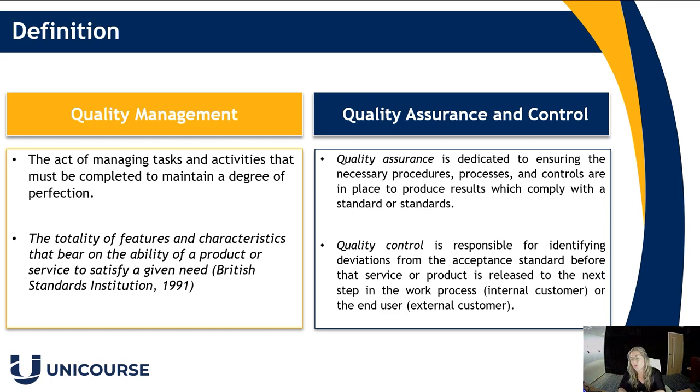So unlike quality assurance and how it's focused on processes, quality control concerns the quality of in-process or finished products. So the tools of those responsible for executing quality control can include high precision measuring devices and customer satisfaction surveys, things like that. So quality control does not prevent errors. Quality control is responsible for identifying deviations from the acceptance standards before the service or product is released to the next step in the work process. And that could be relating to the internal customer, or if thinking about the end user, it will be the external customer. After the deviation is found, quality control documents the non-conformance.